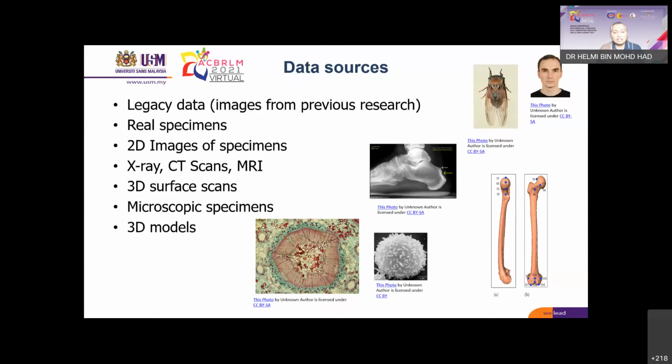You can also use real specimens. But with real specimens, the problem is you need a lot, or if you do not have a lot of specimens, you need to rely on a very peculiar issue, or for example, a very specific disease or condition. Then you can use a very small amount of samples. So 2D images of specimens, surface scans, microscopic specimens, 3D models. The examples are actually quite a lot.